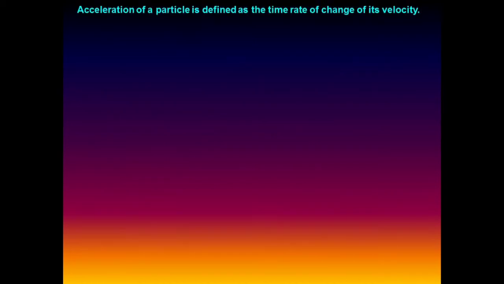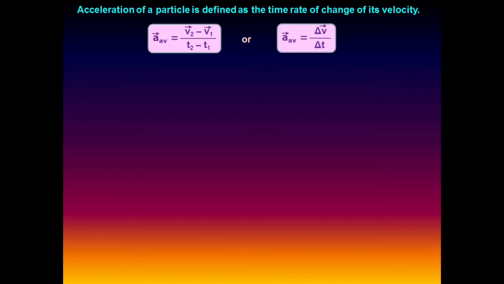Now from these things we can understand that the acceleration of a body or a particle is defined as the rate of change of its velocity. So a average, average acceleration, is equal to (v2 minus v1) whole divided by (t2 minus t1), or we can say a average is equal to del v, change in velocity, so del v vector by del t.